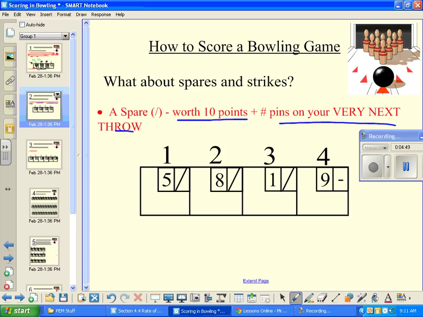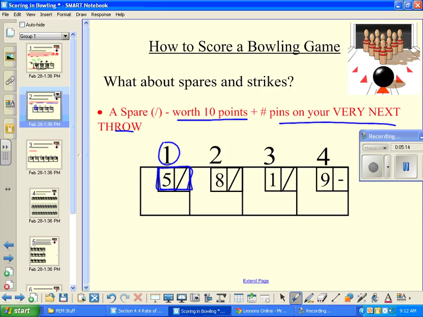So let's look at the first frame here. In the first frame of this made-up game that I have, it says you got a 5 for the first shot. And then for the second shot, this is the sign for a spare. That diagonal dash through the box means I got whatever the rest of the pins were to get all 10 down. So in this case, I got 5, and then I got 5 more. And so in the first frame, I got a spare.